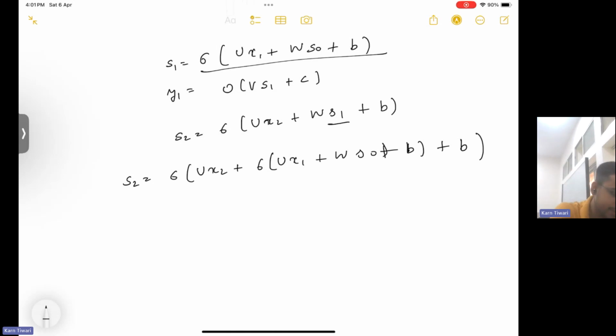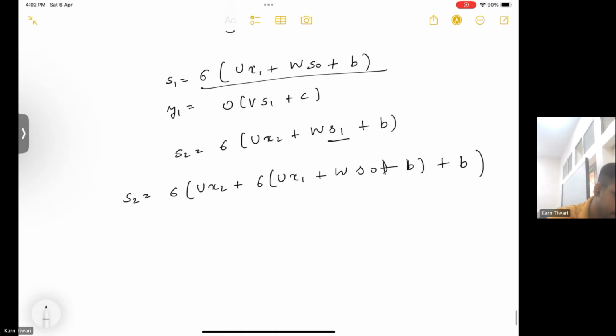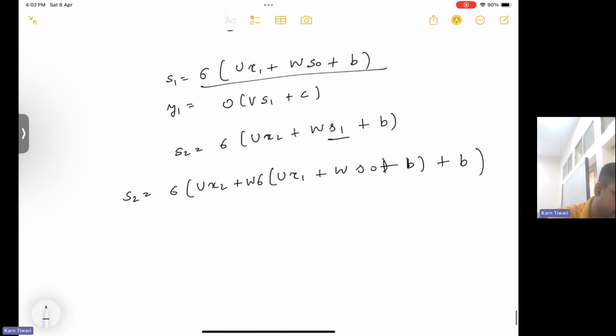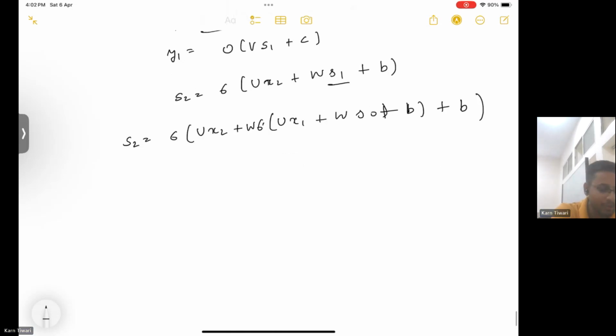Now the thing is, this is the S1, this is the W. Initially here was W. If you remove the non-linearity, suppose for simplicity, this is W times U, this is W squared. Then as my sequence gets bigger and bigger, to 100, it will be W to the power 100.